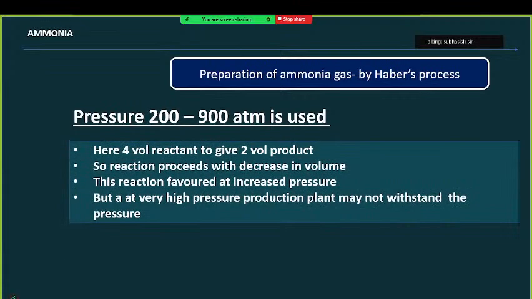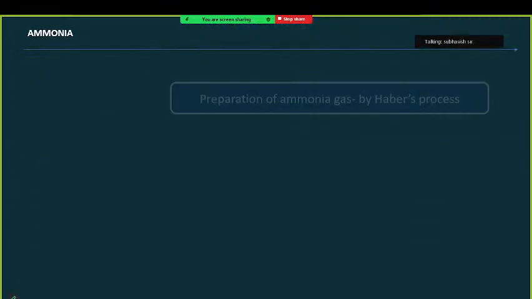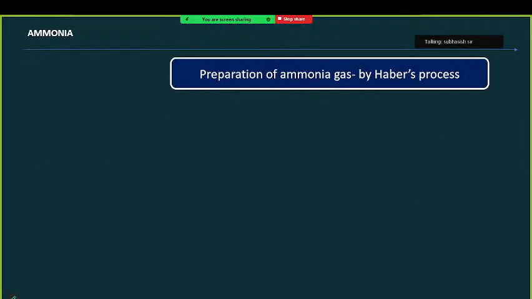Pressure: already we have mentioned that 4 volumes of reactant react to form 2 volumes of the product. So a decrease in volume means it is favored by an increase in pressure, and that's why high pressure is required in order to perform this reaction. So these are the important facts related to the Haber process.